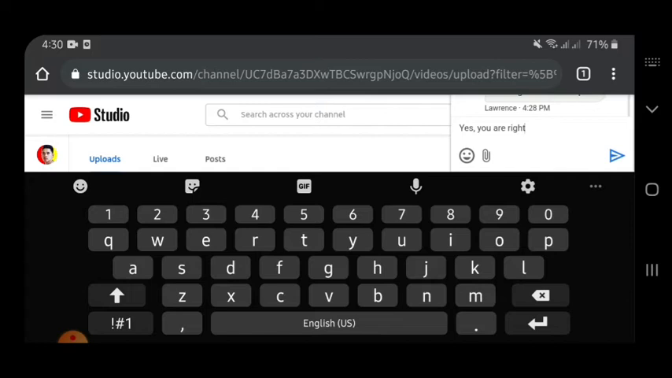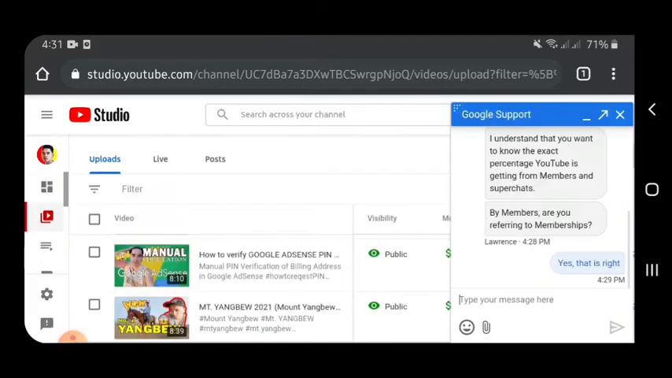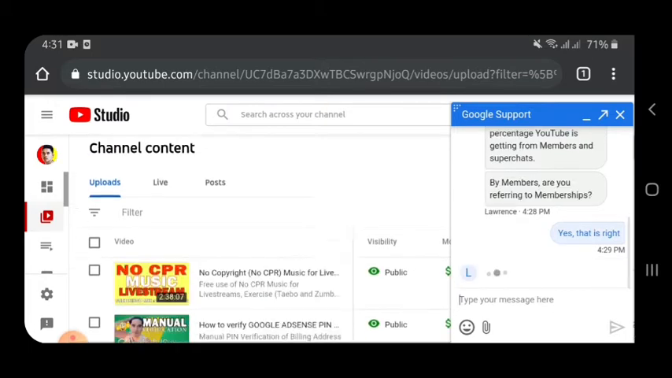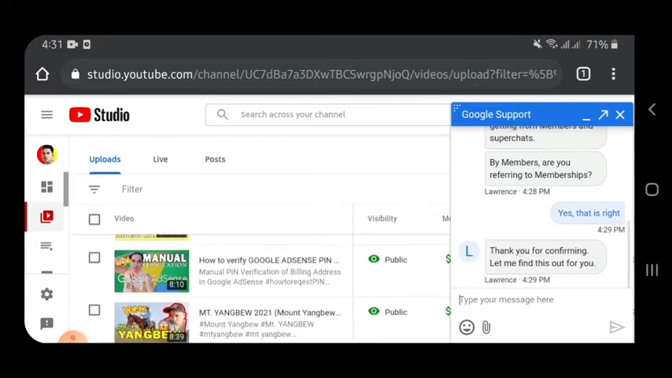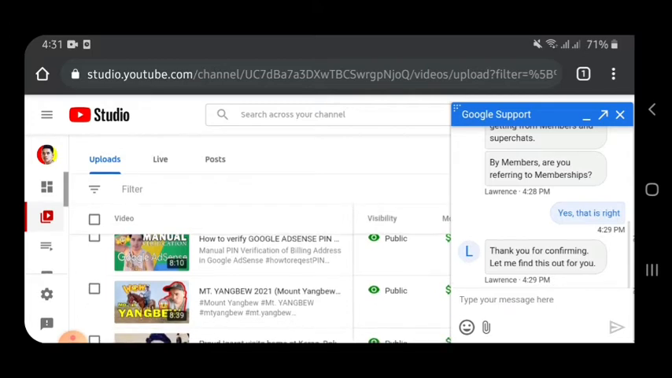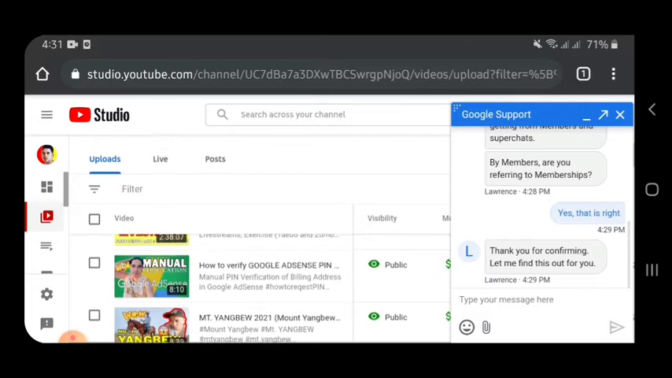It's also nice that the agent is getting the feedback whether he or she got the query right or wrong. So he said, "I understand that you want to know the exact percentage YouTube is getting from members in Super Chats. By members, are you referring to memberships?" And I replied, "Yes, that's right." "Thank you for confirming. Let me find this out for you." So the agent will research for the answer.